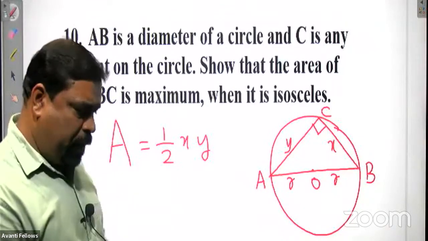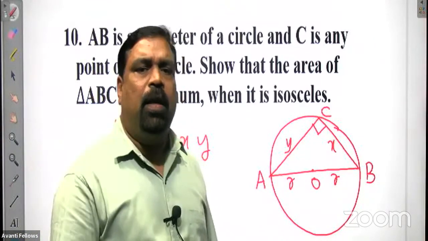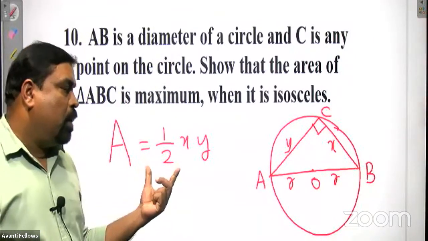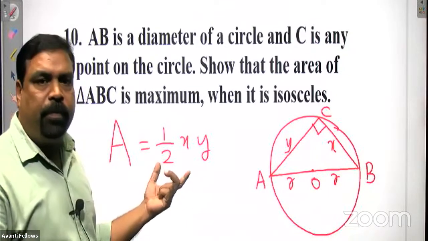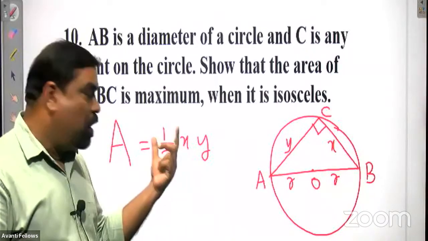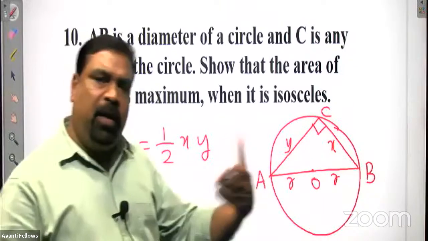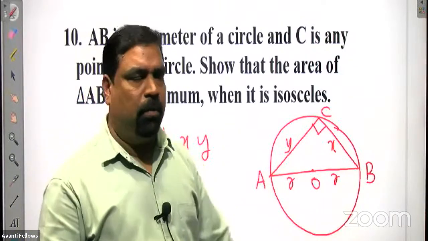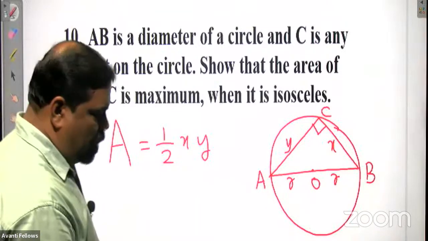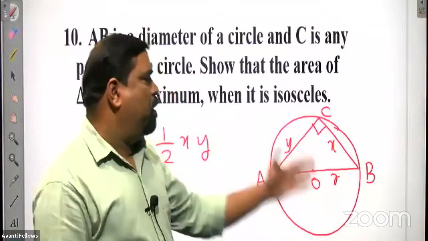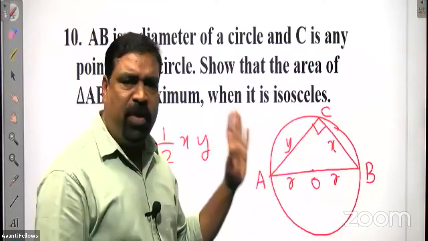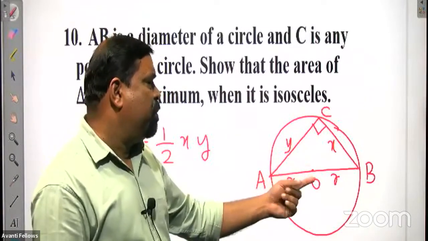So now what is the next step? We have to differentiate A. But before differentiation, we have to convert this into a function in a single variable. X and Y both are variables here, but we have to convert it either in terms of X or in terms of Y. For that, what to do? We need some relation between X and Y. It's very easy. Anybody can say, what is the relation between X and Y?